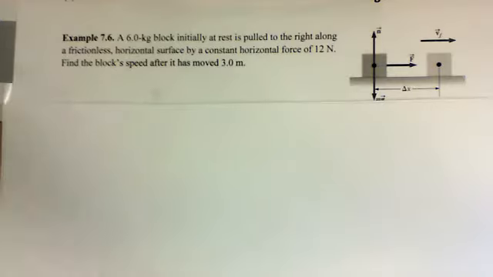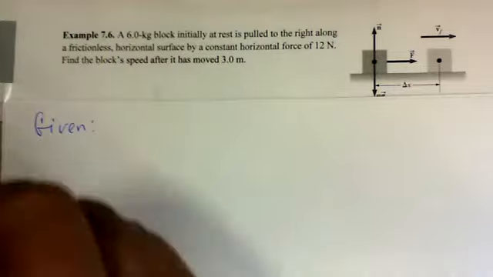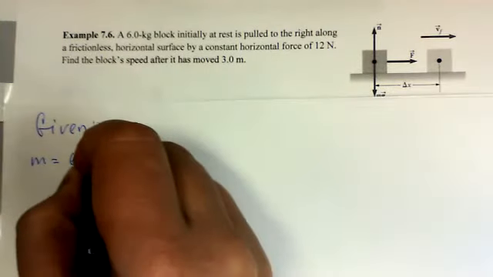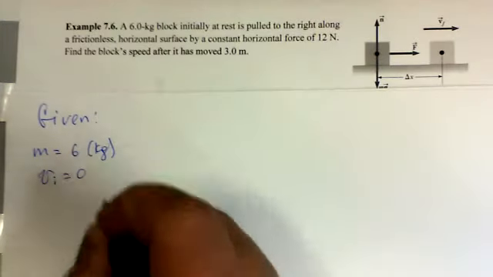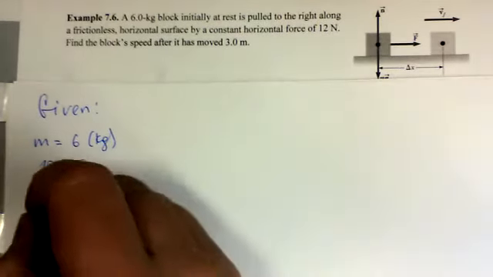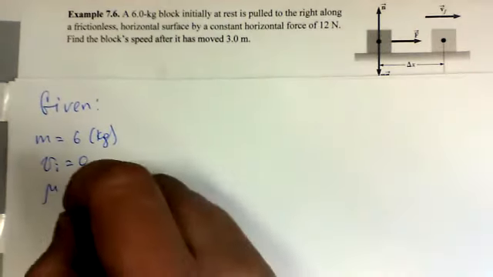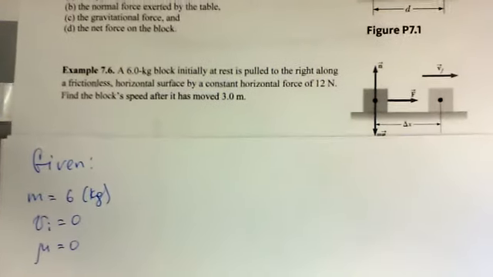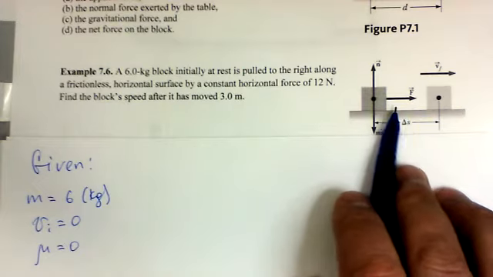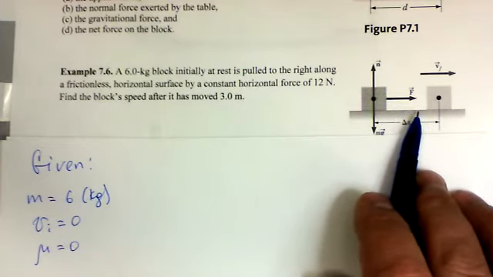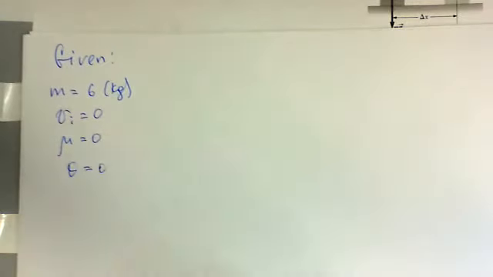Okay, now let's collect what is given. So it is given that the mass of the block is 6 kilograms. Initially the block was at rest, so initial speed is 0. The surface is frictionless, so the coefficient of kinetic friction is 0. This force is parallel to the surface, and obviously that will be parallel to the displacement vector ds that we will introduce later. So this angle theta here would be 0.